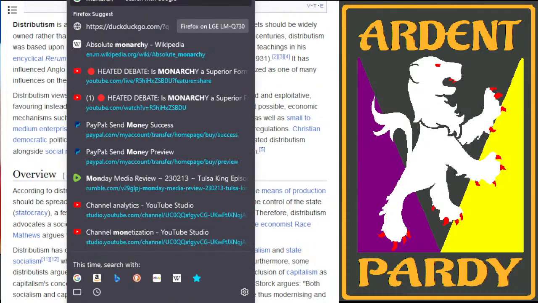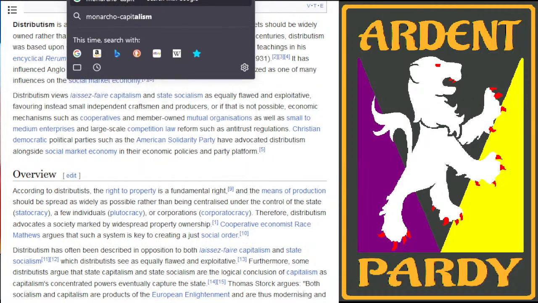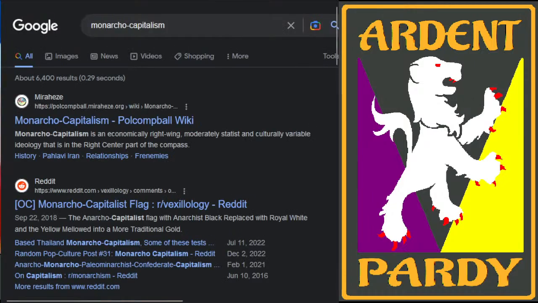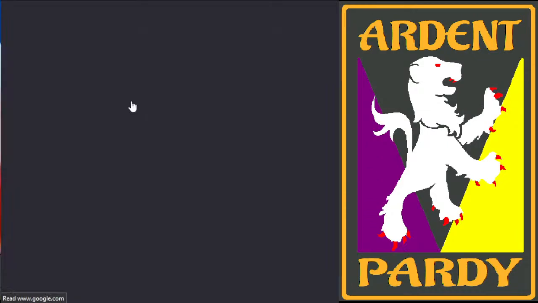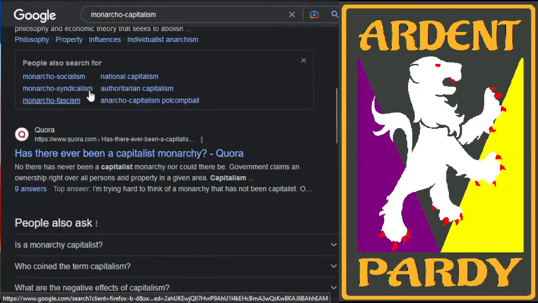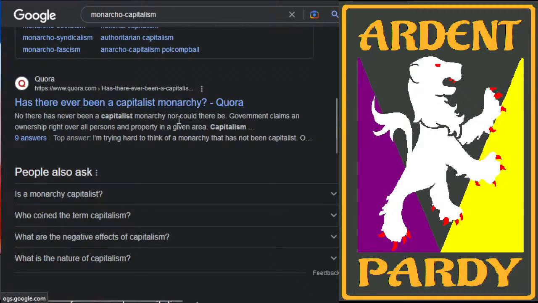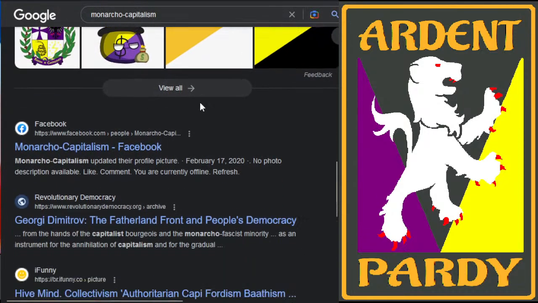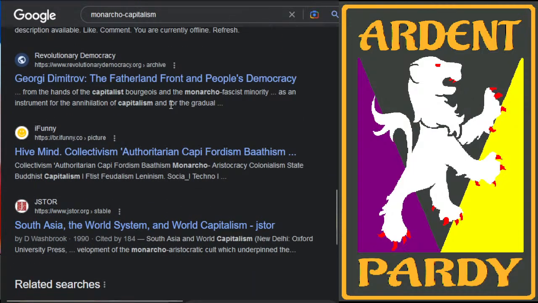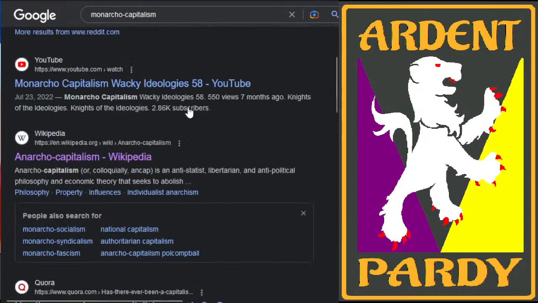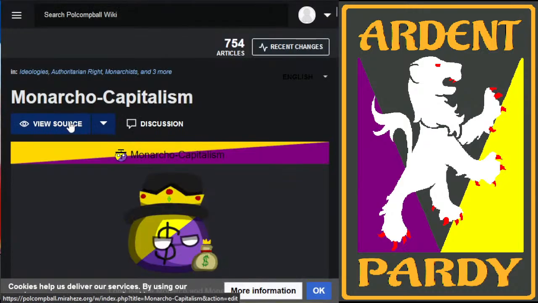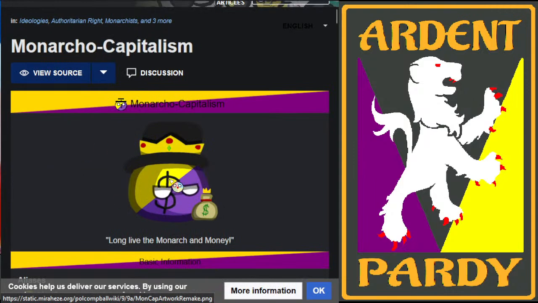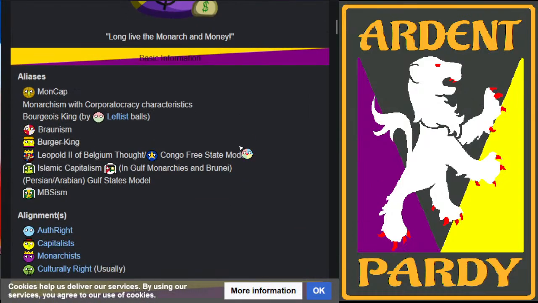And since we're talking about political ideologies, I will talk about the one that's been fascinating me the most lately, monarcho-capitalism. Let's see, oh, that's anarcho-capitalism, and definitely not an ANCAP. Monarcho-capitalism. Okay, so just to find one that gives a good definition might be a challenge, especially considering these guys clearly aren't all that serious. And long live the monarchy and money is a brutal simplification.